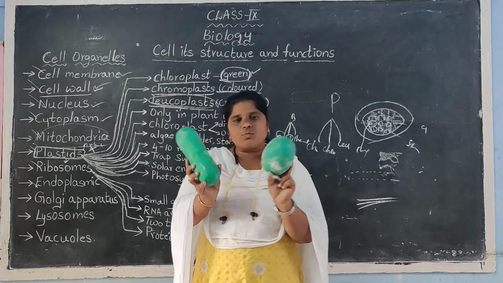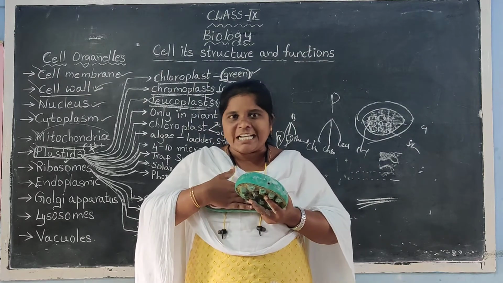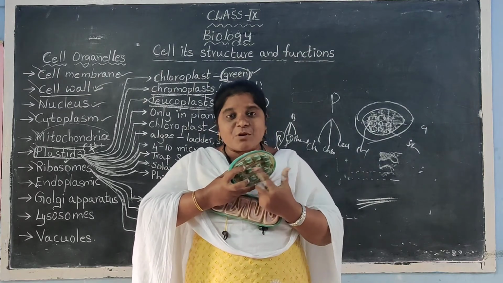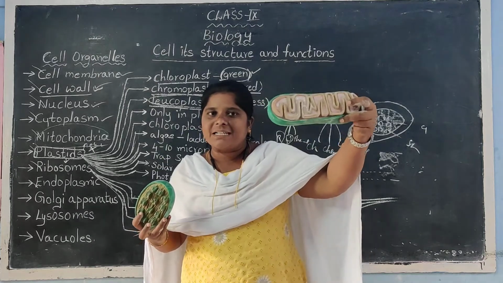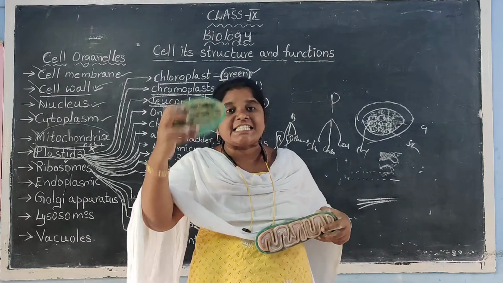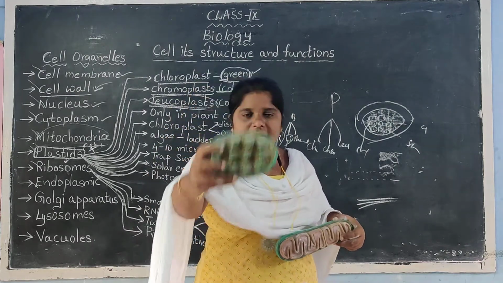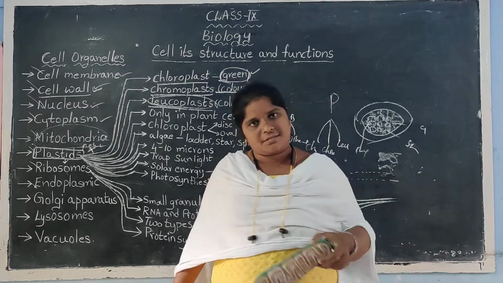Now both are provided with a double membrane. Here the inner membrane is called cristae. Here the inner membrane is provided with grana. The fluid here is called matrix in mitochondria, and the fluid here is called stroma. The fluid present inside the chloroplast is called stroma. The fluid present inside the cristae in mitochondria is called matrix.